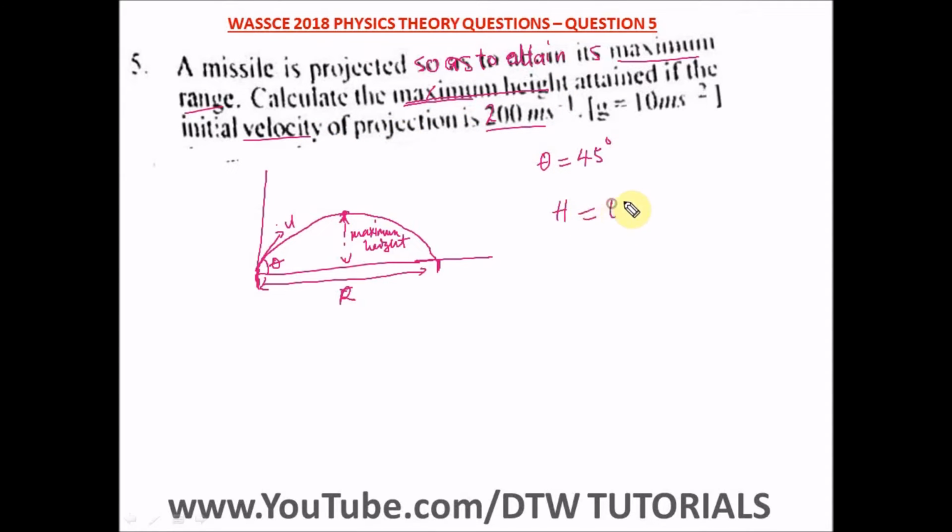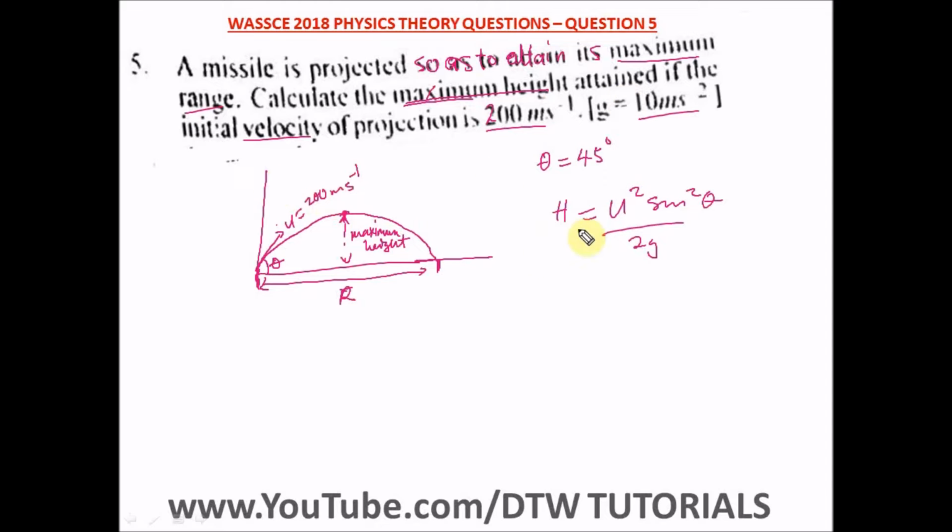The formula to calculate our maximum height is H is equal to u square sine square theta over 2g, where we're given our gravity as 10 meter per second square. All right, so this is the formula, and we already know that theta is 45 degrees. We are told the initial velocity is 200 meter per second.